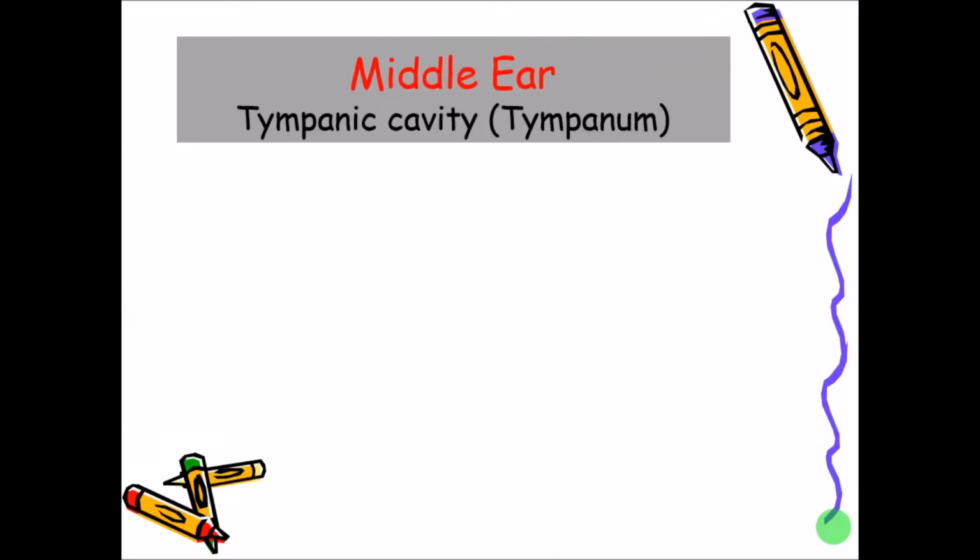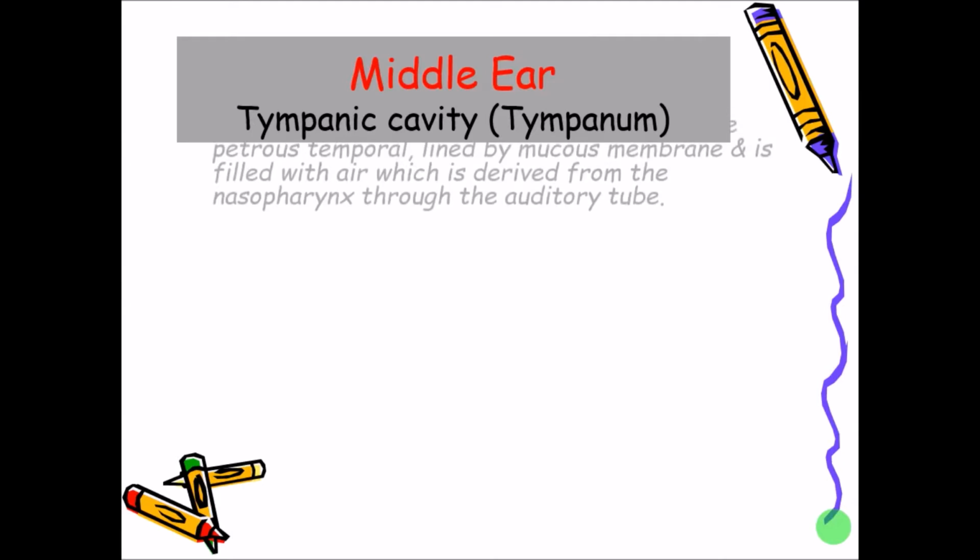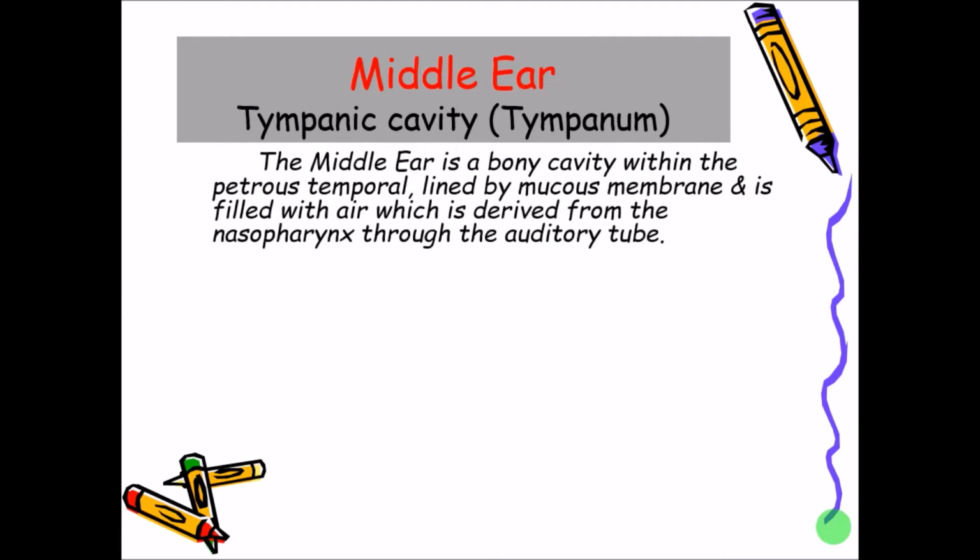Coming to the middle ear, it is also called the tympanic cavity, or sometimes it is mentioned as the tympanum. So the middle ear is the same as the tympanic cavity. The middle ear is a bony cavity within the petrous temporal bone, which is one of the bones of the skull. In the petrous part of the temporal bone, we can locate the middle ear.